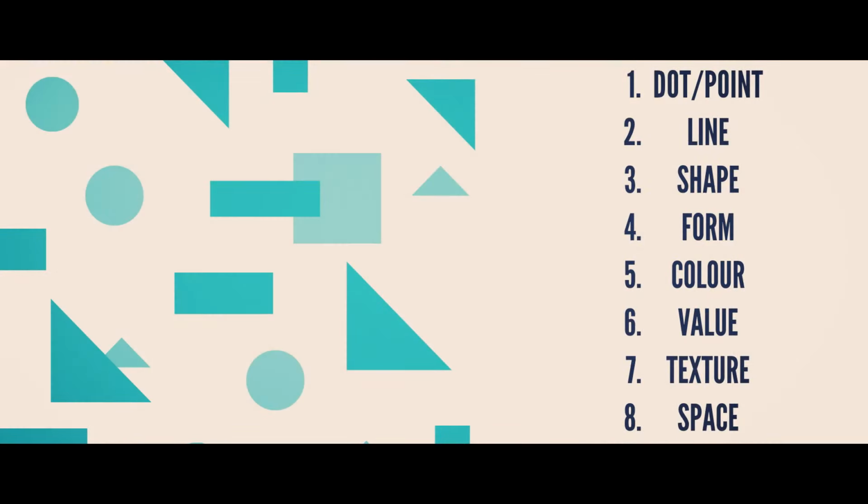So basically those are all of the elements of design. There are a total of 8 elements of design, which are dot, line, shape, form, color, value, texture and space. And in the next video we are gonna do the principles of design.